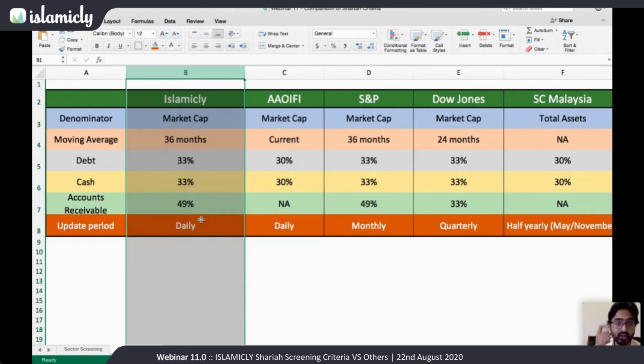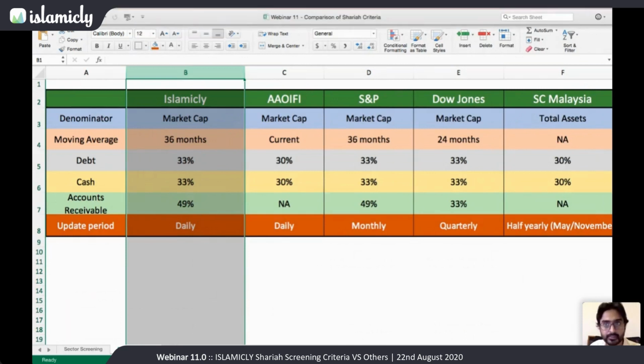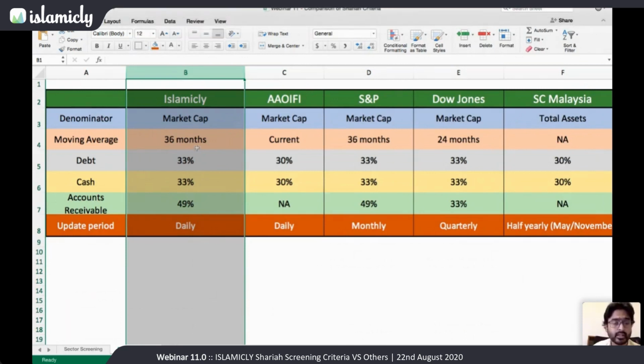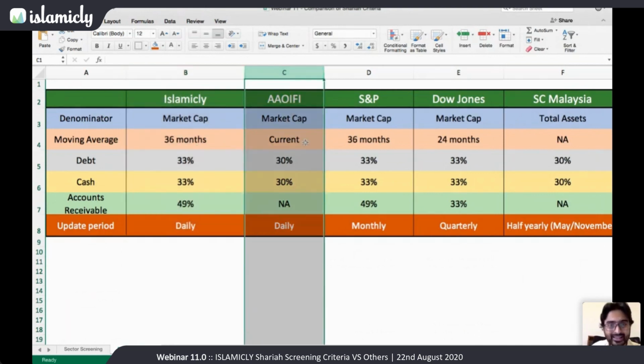And hence, on a daily basis on your apps at about 12 noon your local time, you get a notification that things have changed. That today, 2 stocks have changed compliance and 3 stocks have turned non-compliant. You get a notification, and that helps you keep track whether your stocks are in continuous compliance or not. That's the unique feature that Islamically has on its platforms. Moving on to AOF, since this also uses market cap, all the apps as well as screening providers who are giving you AOF criteria should ideally also update it daily.